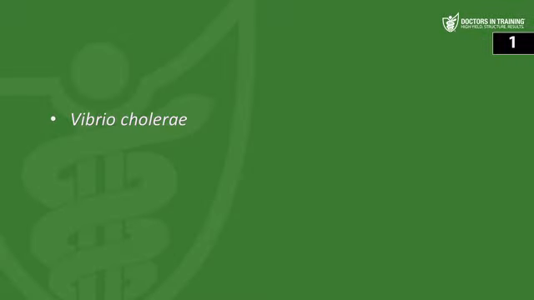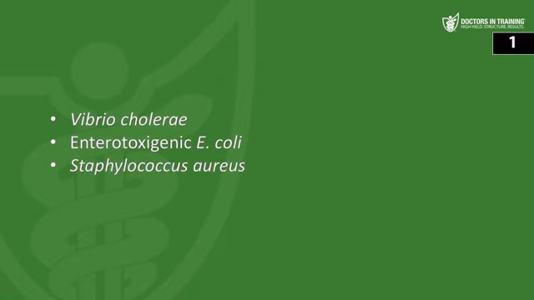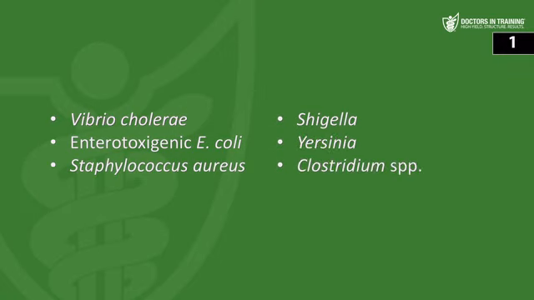So first we have Vibrio cholerae. We also have enterotoxigenic E. coli. So that's making a heat labile toxin that causes similar diarrhea to cholera. Staph aureus has a series of enterotoxins. Shigella, Yersinia, Clostridium species, specifically Clostridium difficile, and also Clostridium perfringens.